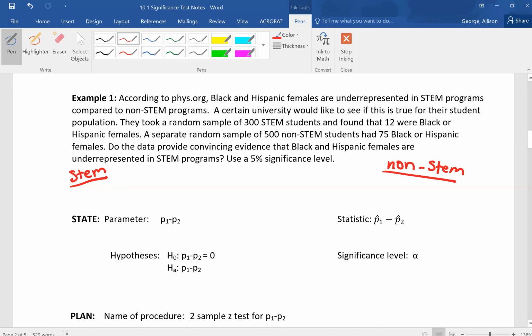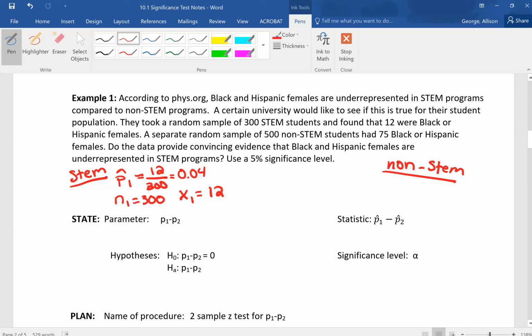Alright, so for the STEM students, that's going to be P hat 1, and it would have been 12 out of 300, which gives us 0.04. The other thing you're going to need out of that, so our N1 is 300, and what we need is our successes, and we're going to use X for that, and that's just the number of times it was true, so in this case it was 12.